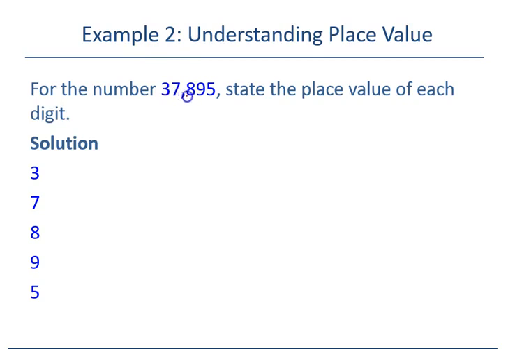For the number 37,895, state the place value of each digit. Well, let's look through here. We've still got them. I'm going to do this in just numeric. Ones, tens, hundreds, thousands, and then we've got the 10,000s. So we can come in here and start looking at it.